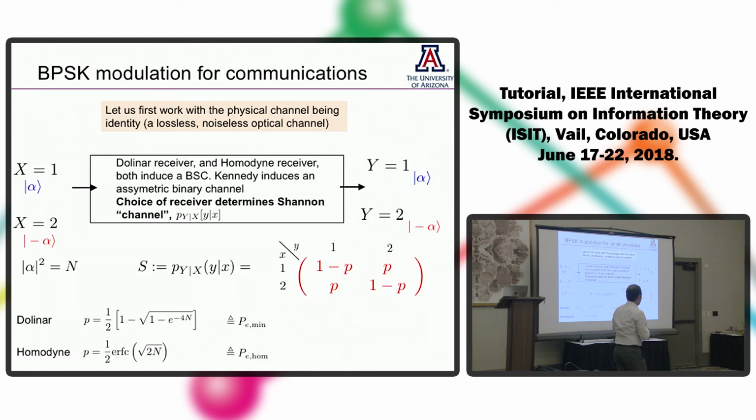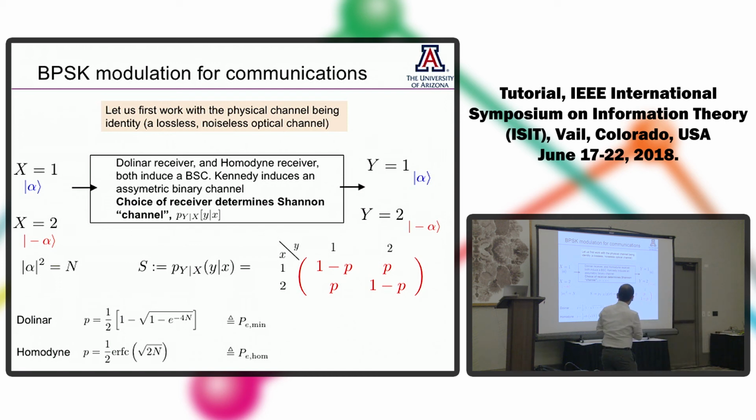So let's start with the very simple example we have been playing around with, BPSK, in the last part. And I'm going to start working with the physical channel being an identity channel, a lossless, noiseless optical channel, meaning if I send a coherent state alpha at the input, it appears as the coherent state alpha at the output. And later on in this part, I'm going to introduce loss and noise in the channel. Okay, so this is the physical channel, and you are transmitting, and then you have a receiver. So we are going to focus on the receiver part.